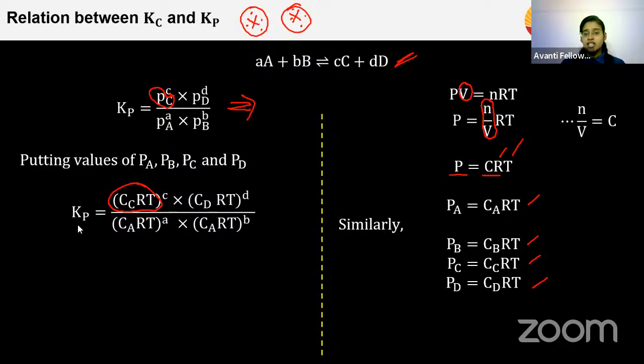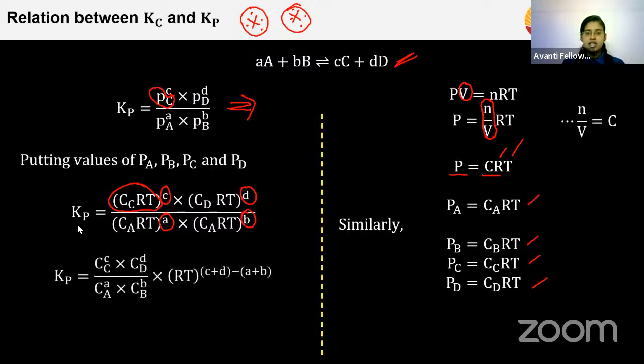Yes, Roshan. It is RT. So we can take RT outside. But RT also has some power. Here it has c, here d, and here a, and here b. And take all the concentrations out first. If you take the common term RT outside by keeping the powers like this, since C and D are in the numerator, it is written like this, and A and B are in the denominator. So a plus b, if it goes to the numerator, becomes minus (a plus b). That's why I have written the minus here. Got it?